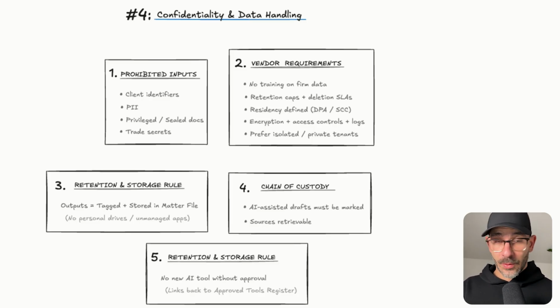Second, vendor or AI processor safeguards. They should be contractual. This is not just a checkbox. You shouldn't allow training on any of your data. There should be documented retention caps and deletion service level agreement. Next, data residency should be defined. You should have DPAs and SCCs in place.